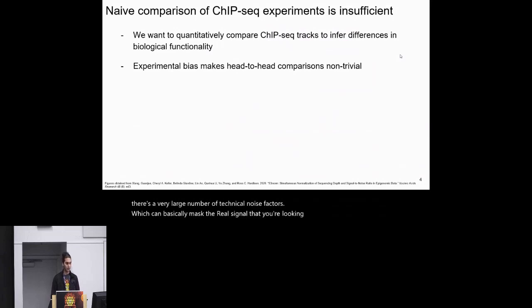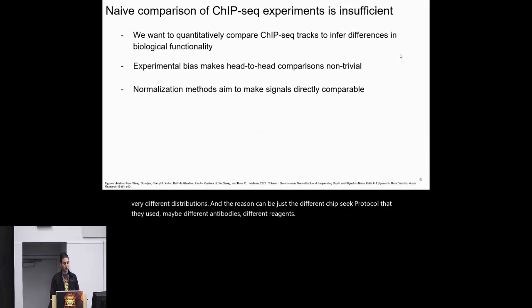And so what can happen is often you will see that different experiments that were produced by different labs will have very different distributions. The reason can be just the different ChIP-seq protocol that they used, maybe different antibodies, different reagents.